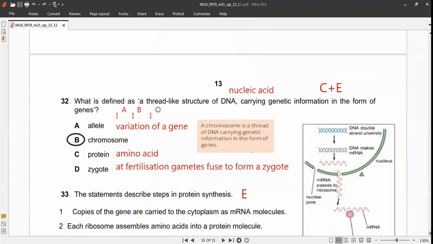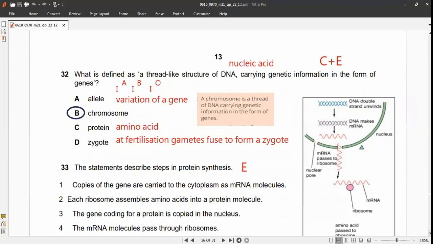What is defined as a thread-like structure of DNA carrying genetic information in the form of genes? It's about the chromosome. A chromosome is a thread of DNA carrying genetic information in the form of genes. What about allele? An allele is a variation of a gene. Protein, amino acid. Zygote, fertilization, then it's fused to form a zygote. So a chromosome is a thread of DNA carrying genetic information in the form of genes.